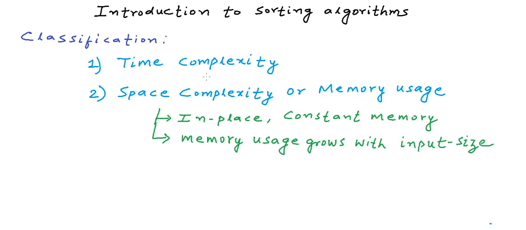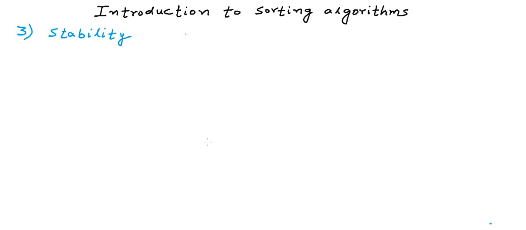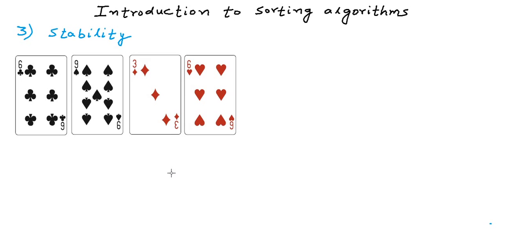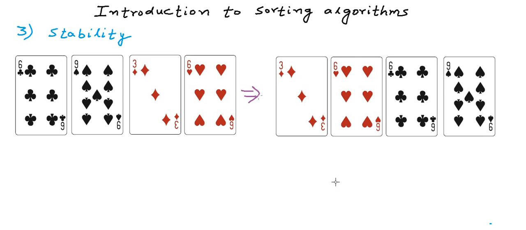The third parameter that we talk about is stability, and this one will take some explanation. Suppose we have a set of cards like this, and we want to sort these cards in increasing order of rank. We have 3 of diamond, we have 9 of spade, and we have 2 6s, one of club and another of heart. One possible permutation will be this. The cards are sorted by rank. We have got 3 6 6 9, but if you see in the original list, 6 of club was coming earlier than 6 of heart, but when we have this permutation, which is a sorted arrangement, 6 of heart has come before 6 of club.